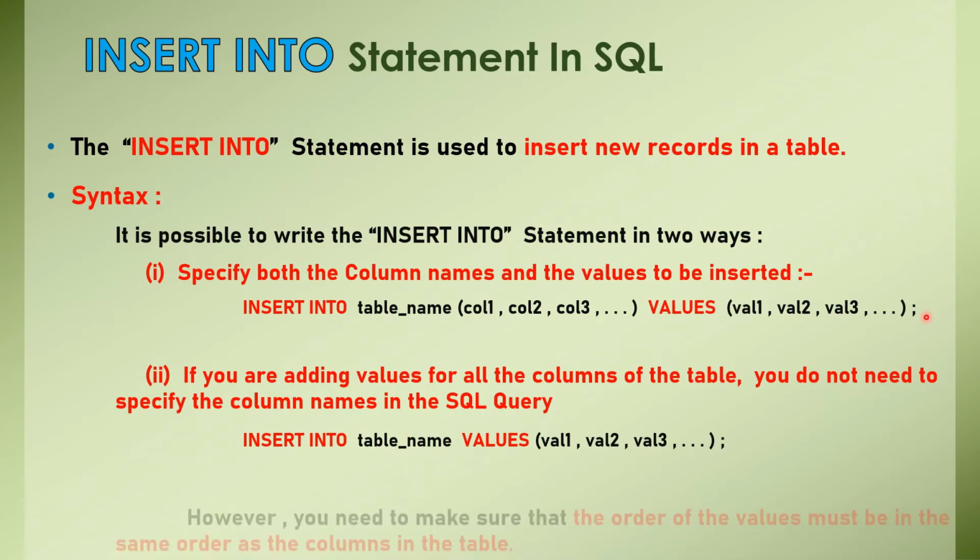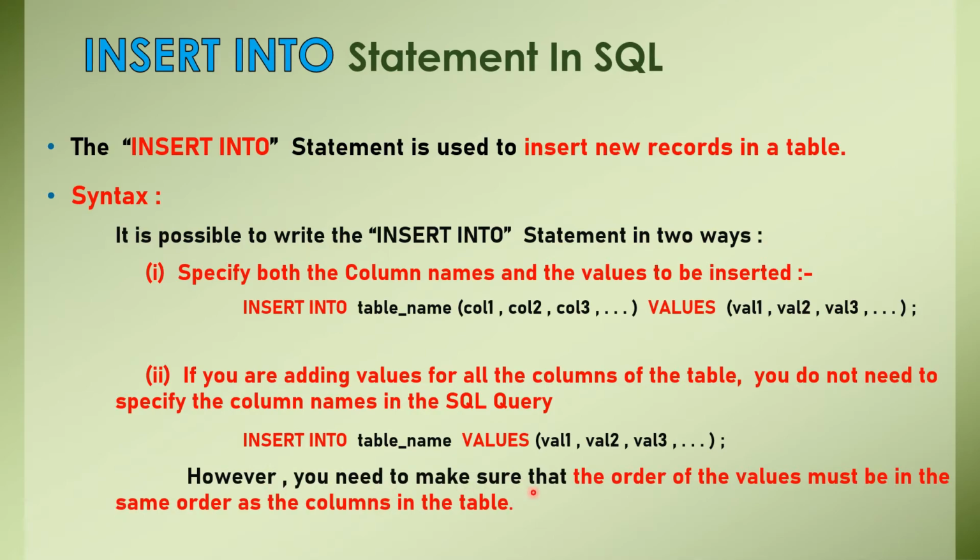Now just make sure you remember this thing: the order of the values must be in the same order as the columns in the table. Means value 1 should correspond to column 1 only, because suppose column 1 contains a string value and you are giving integer data to it, then it won't work. So data type must also match. The order of the values must be the same as the order of your columns in the table. If this is not followed, then you will get an error, and that record will not be inserted inside your table.